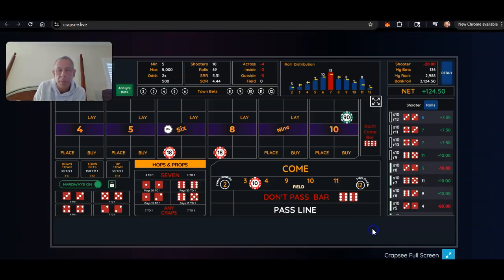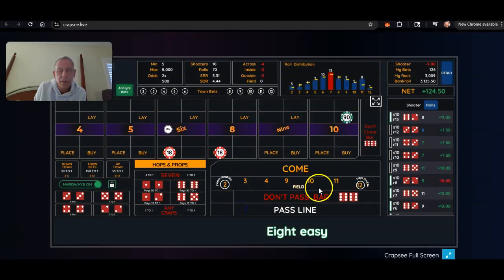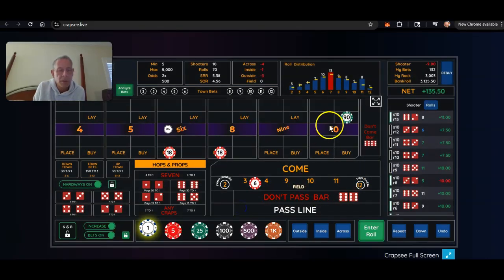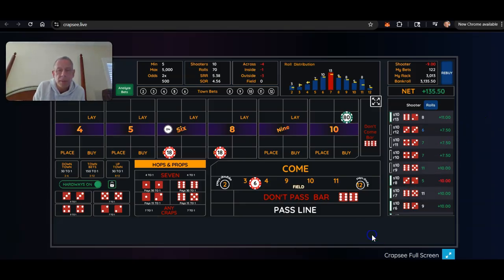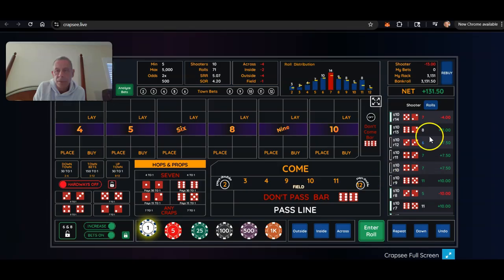628. Well, this time we're going to get paid for the right amount. 628. 8 easy. All right, replace the field. Drop this to 80. Okay. 527. So we are going to lose money here on the roll itself. 7 out. $4. No big deal. All right, so we're going to repeat the bet.